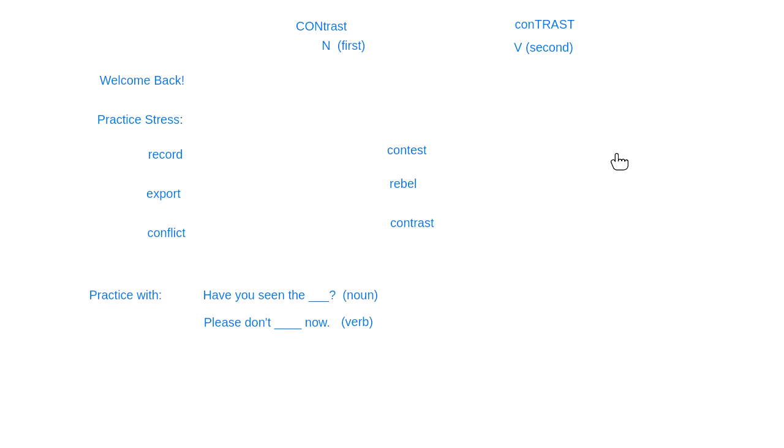Okay, Lan, can you say contest? Contest. Good. And then the verb contest. Contest. Good. Okay, so Lucia, I want you to practice here with these. Have you seen the contest? Yeah, have you seen the contest? Good. And then the verb, please. Please don't contest now. Okay, good.